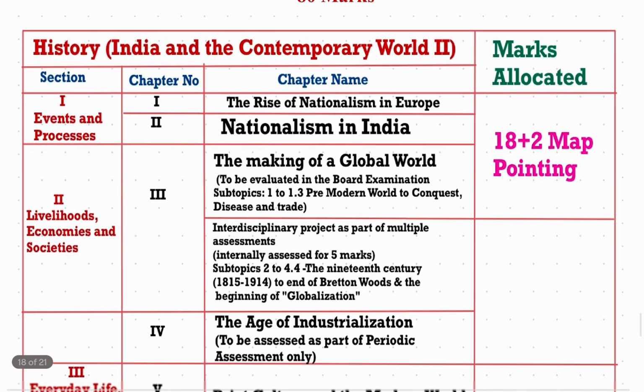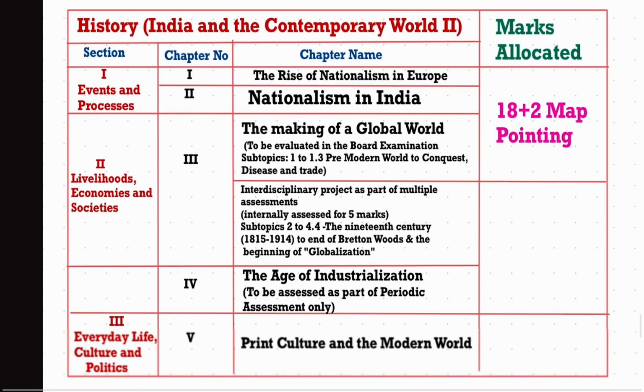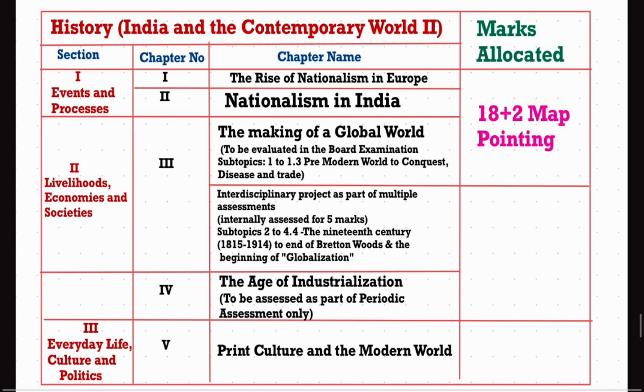So first, let us start with history, India and the Contemporary World. You can see here there are three sections. First one, events and processes. Second one, livelihoods, economies and societies. Third section, everyday life, culture and politics. From these three sections, in our history textbook, we have five chapters.